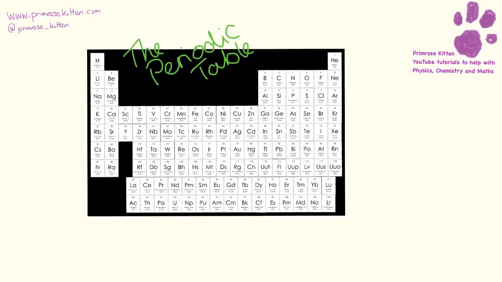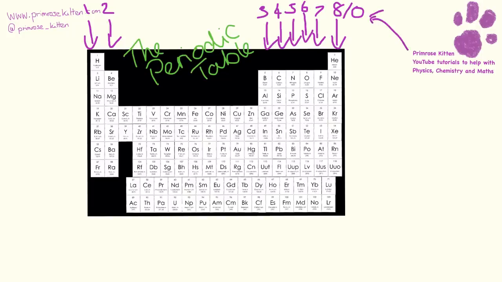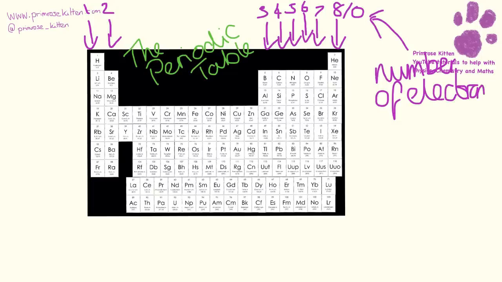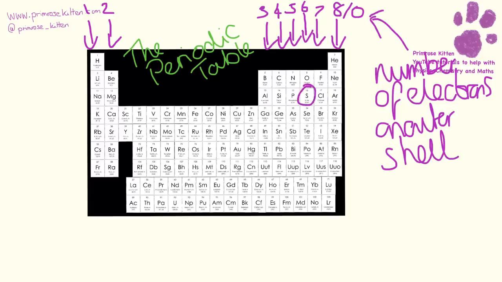Now, the periodic table has groups and periods on it. The groups are these ones that go down here like this. This is group 1, 2, 3, 4, 5, 6, 7, and 8, or group 0. And that tells us the number of electrons on the outer shell. So it's really easy and quick to see that sulfur is in group 6, so it is going to have 6 electrons on its outer shell. We can see that calcium is in group 2, so it is going to have 2 electrons on its outer shell. Aluminium is in group 3, so it's going to have 3 electrons on its outer shell.